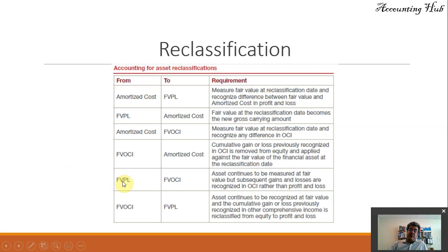Fair value through profit and loss to fair value through other comprehensive income: continue to measure at fair value, but subsequent gains and losses are recognized in other comprehensive income rather than profit and loss. The opposite, the same, but the cumulative gain and loss previously recognized in other comprehensive income is reclassified to profit and loss. So we recognize these gains.